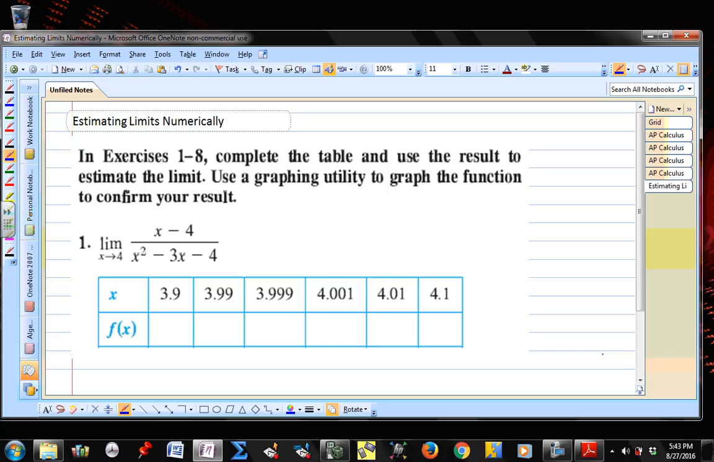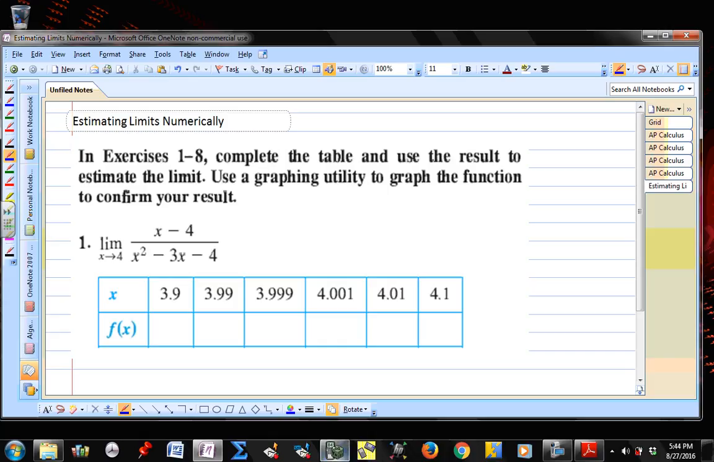You see that they're asking us to find the limit as x approaches 4 of this function, x minus 4 over the quantity x squared minus 3x minus 4. And they give us x values. Now, if you notice, the x values approach 4 from the left, and they approach 4 from the right. Nowhere in the data table is there a value for what the function is when x equals 4. Because remember that a limit is really interested in how the values behave around 4, or what they're approaching, not necessarily what the value of the function is at x equals 4.